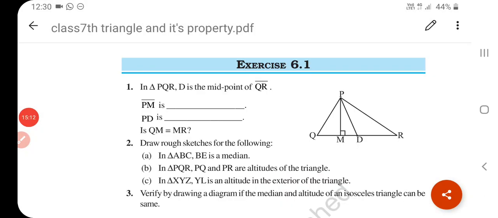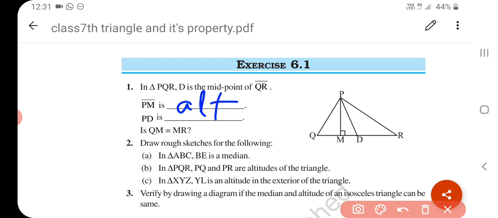Now let's see exercise 6.1. Question number 1. In triangle PQR, D is the midpoint of QR. What is PM? In PM you can see here it is 90 degrees, meaning it is perpendicular. So what is perpendicular? Altitude. So PM is the altitude. Here you have to write: PM is the altitude. Okay, understand?